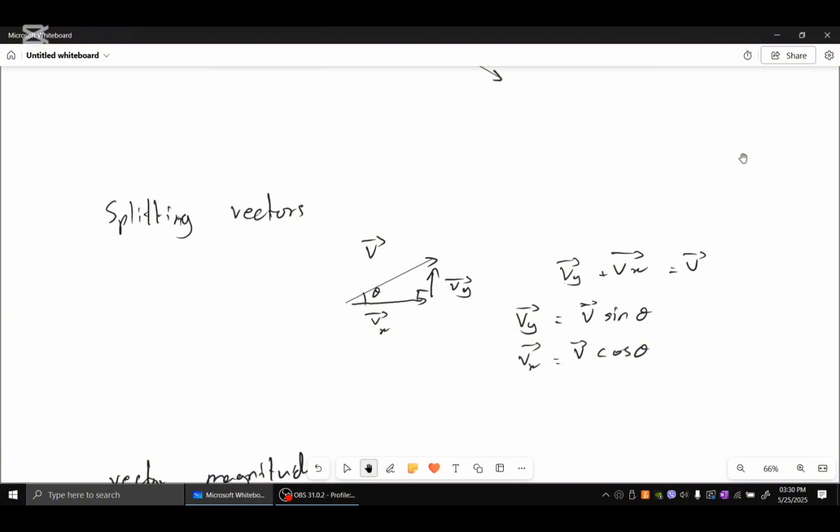Splitting vectors. Now that you have a vector or a resultant vector, perhaps you can split it into two vectors, which is a very important thing to do. Here you're going to have the x component of vector v, and the y component of vector v. Again, these are interchangeable, like a plus b is equal to b plus a, and you can also use trigonometry to manipulate them. The y component of vector v is going to be v multiplied by sine theta, and the x component of vector v is going to be v multiplied by cos theta.